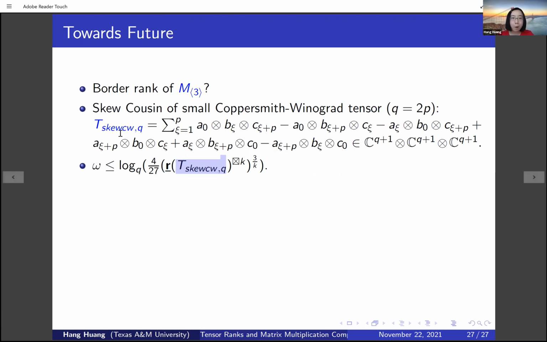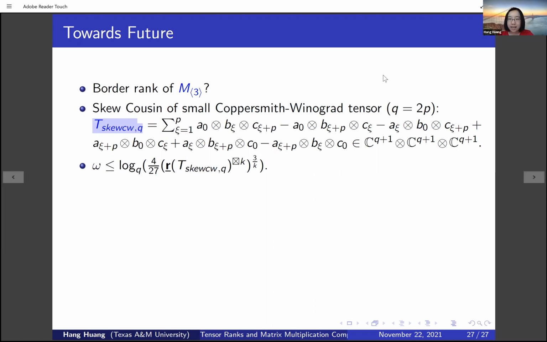And the reason we hope this family might be better for upper bounding omega is that this tensor's symmetry group, or stabilizer, is the symplectic group. However, for the original small Coppersmith-Winograd tensor, the symmetry group is the orthogonal group. And as we know, the dimension of the symplectic group is larger than the dimension of the orthogonal group. So the skew cousin, in fact, has a larger symmetry group. So we hope that this will help us get a smaller border rank of the tensor.